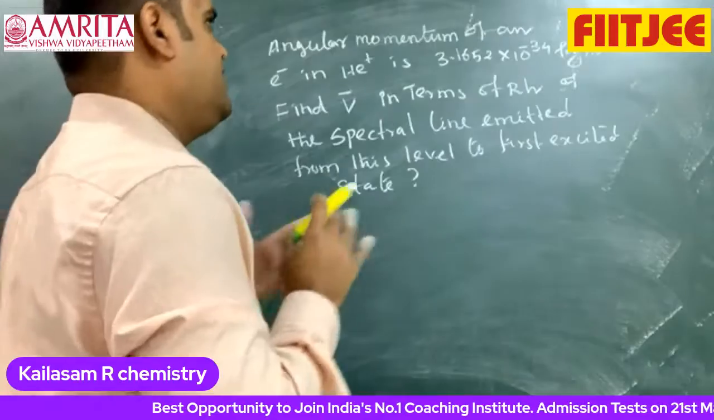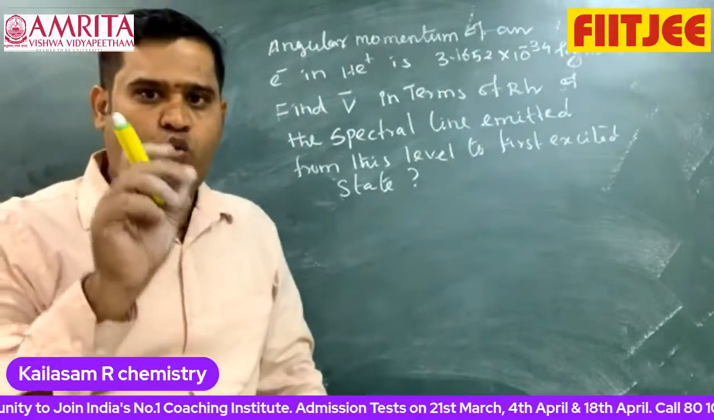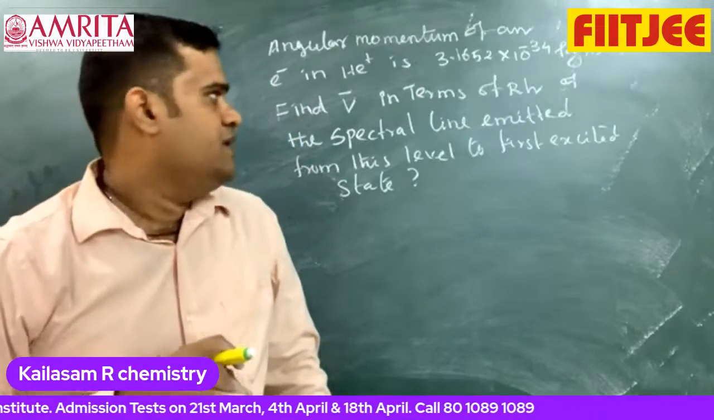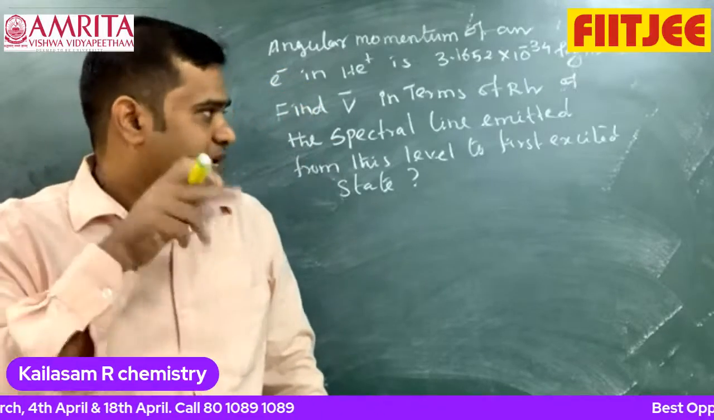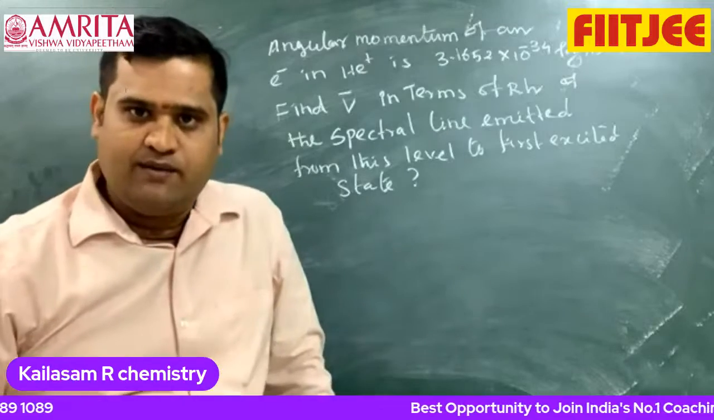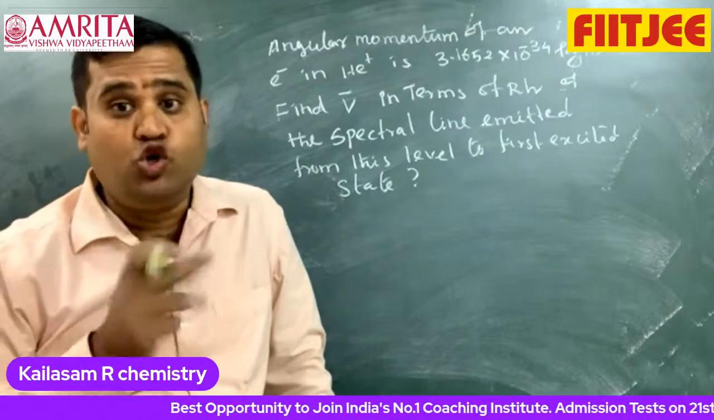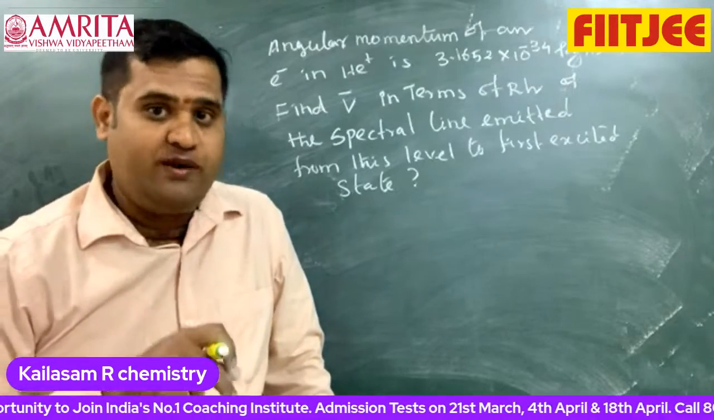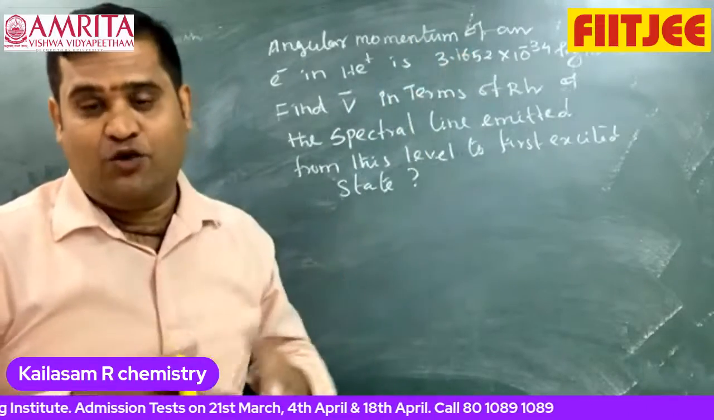This is the question. What are they asking? The angular momentum of the electron in helium plus is 3.165 into 10 power minus 34 kg meter square per second. Find the wave number in terms of RH of the spectral line emitted from this level to the first excited state. So we know first excited state means N1 is equal to 1, because we don't know the N of helium plus. I want to find it.